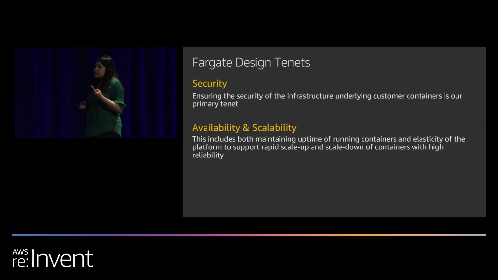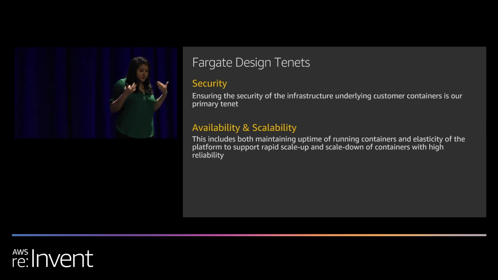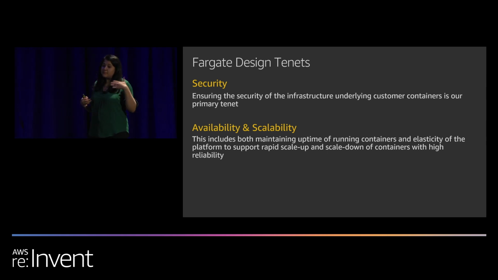Our second tenet is availability and scalability. And what this means is that we really strive to maintain the uptime of your tasks that are running on Fargate. And not just running tasks, but we also strive to make sure that the service itself is up and available to accept new task launch requests, or stops for that matter, so that you have a reliable way to scale your applications up and down as the need of the hour changes.